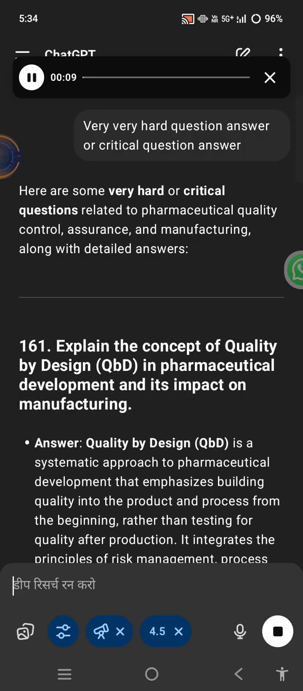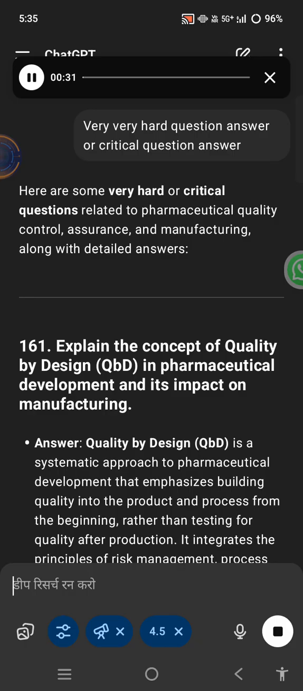156. What are the challenges involved in implementing good manufacturing practices, GMP, in a pharmaceutical company? Answer. Good manufacturing practices, GMP, are critical to ensuring that pharmaceutical products are produced consistently and meet quality standards. However, implementing GMP can be challenging for several reasons.